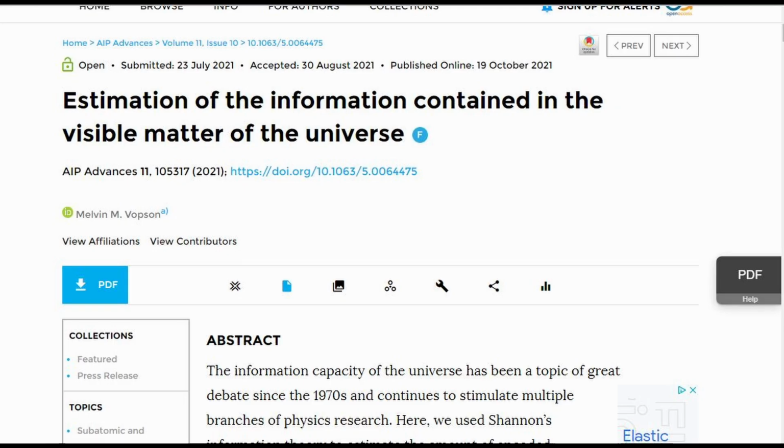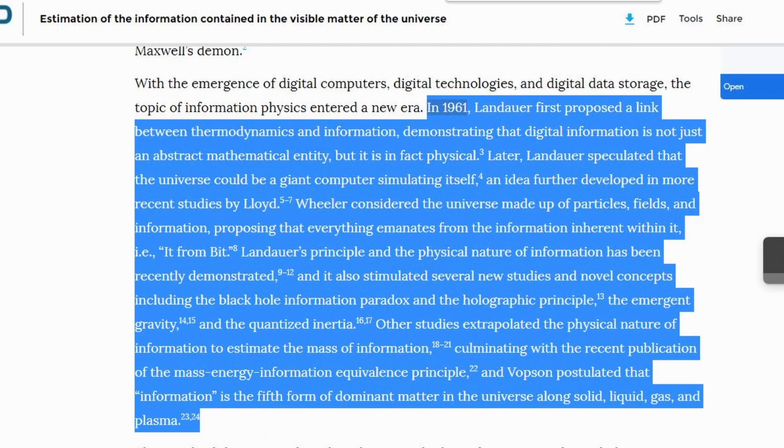Dr. Melvin Vopson of the University of Portsmouth recently calculated how much information exists in the universe, and even goes on to say that information itself is the fifth state of matter, along with solid, liquid, gas, and plasma. In his article in the AIP Advances journal titled Estimation of the Information Contained in the Visible Matter of the Universe, he states, in 1961, Landauer first proposed a link between thermodynamics and information, demonstrating that digital information is not just an abstract mathematical entity, but is in fact physical.